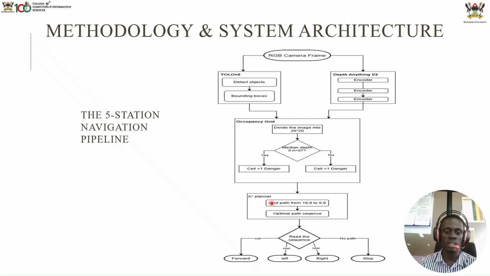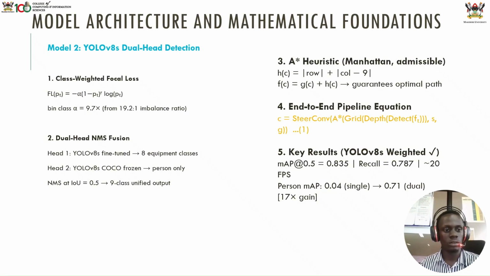The fourth stage is the A* planner, which tries to navigate through the obstacles as identified in the 2D map. And then the last one, stage 5, is about giving you the action to take. Go forward, left, right, or just stop. So next, we're going to be going through the model architecture and the mathematical foundation.